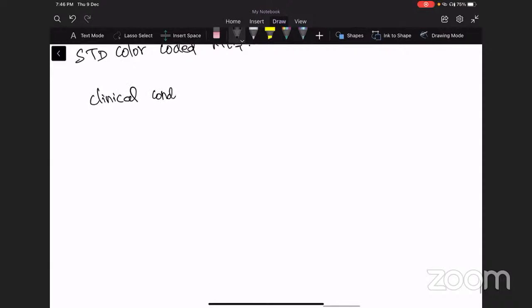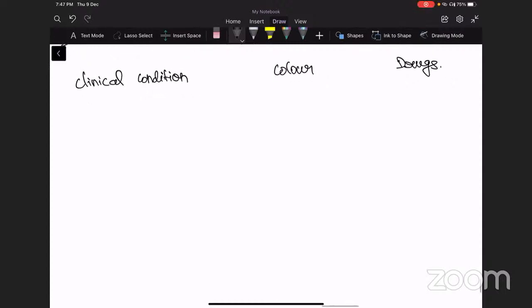Clinical condition. What is the color of the kit to be prescribed and what are the drugs included? They can give you the clinical condition and ask you which color you used, or they can give you an image of the color kit and ask what are the drugs present in that kit. So very important, clinical condition and the kit.